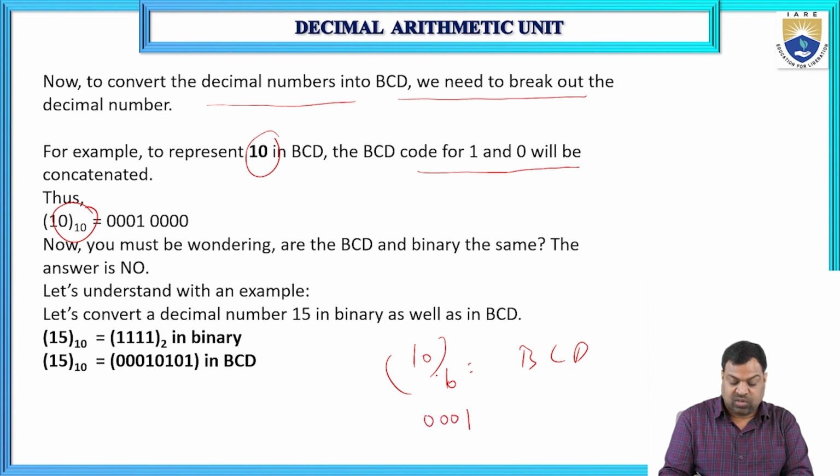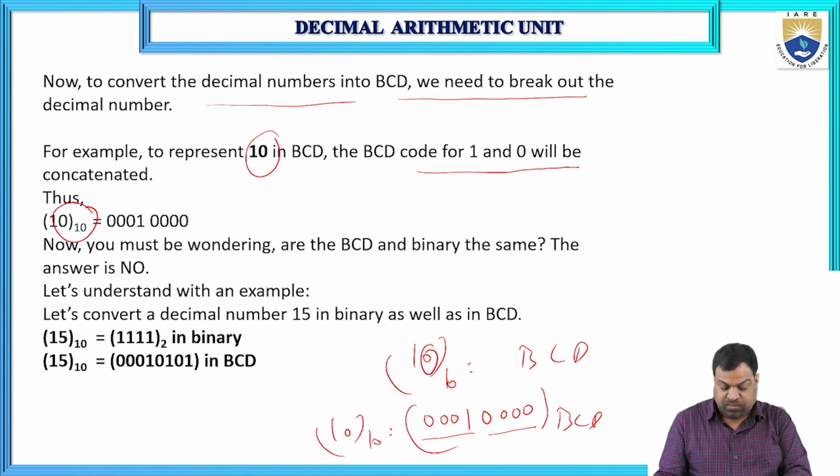What is the value of 0? All zeros. So it is 0001 and all zeros. It is the BCD conversion. So 10 base 10 is converted to BCD. And now we must wonder: are BCD and binary the same?